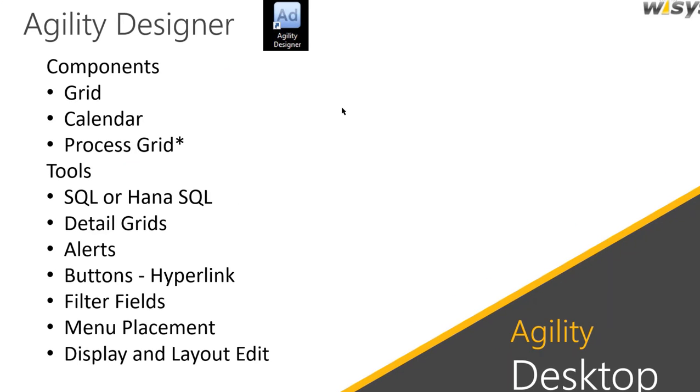So we're going to be going over our Agility Designer, and this is the icon that you normally see on your desktop. If it's not there, you want to find it and create a shortcut. And we're going to go over a couple of the components, the grid and the calendar, and we'll probably talk about the process grids a little bit, which are really the grids with some additional functionality. And then we're going to go over the tools that we use to build and modify and deploy these grids or calendars. So with that in place, we're just going to start going through the process here.